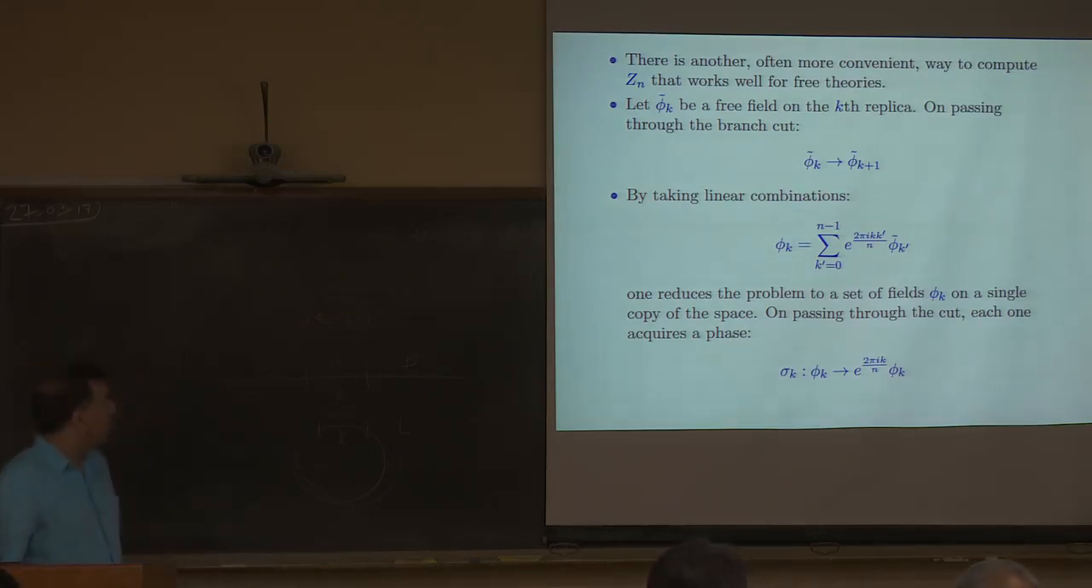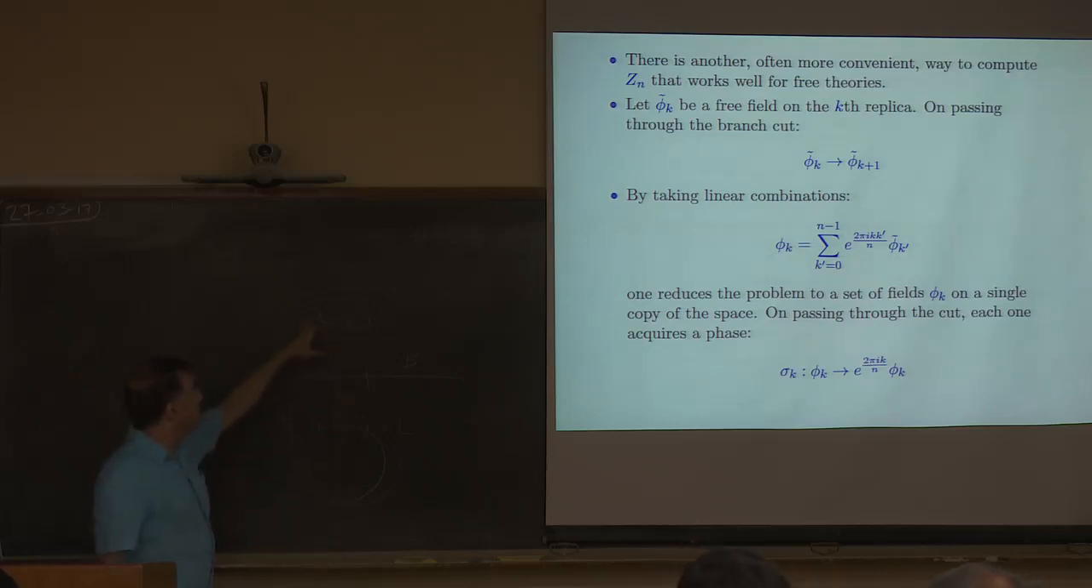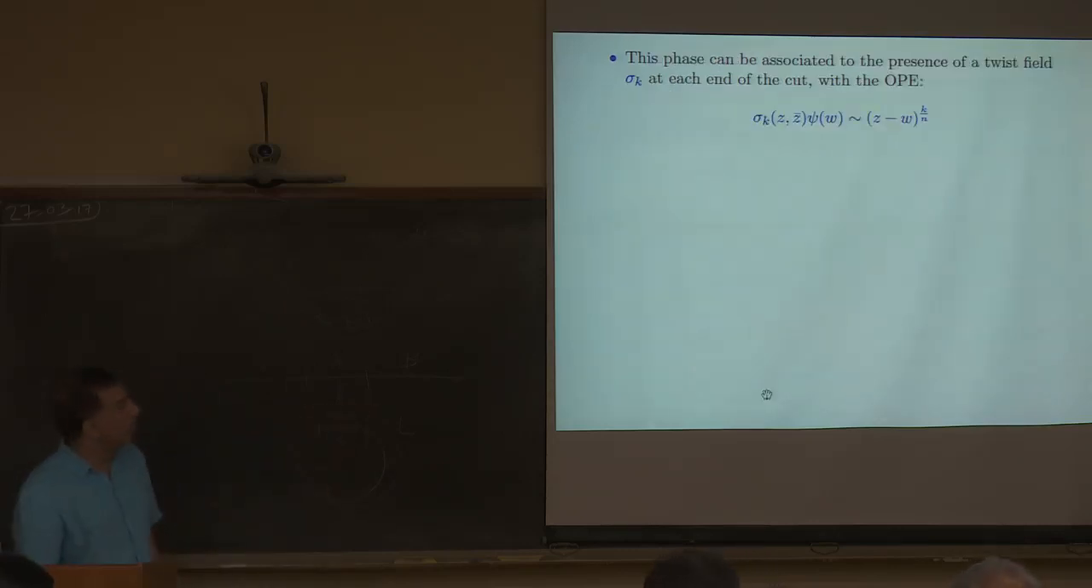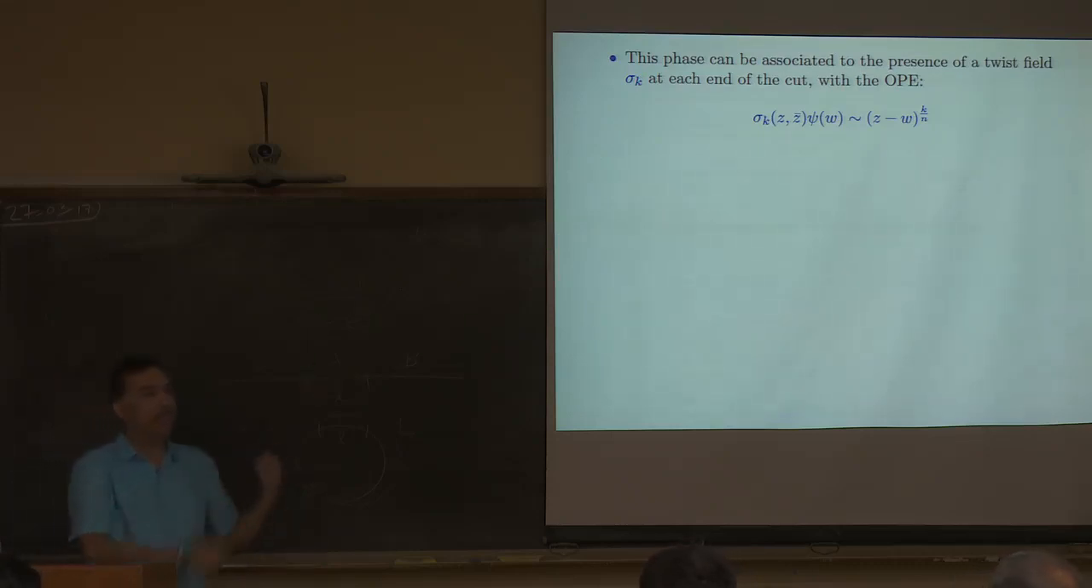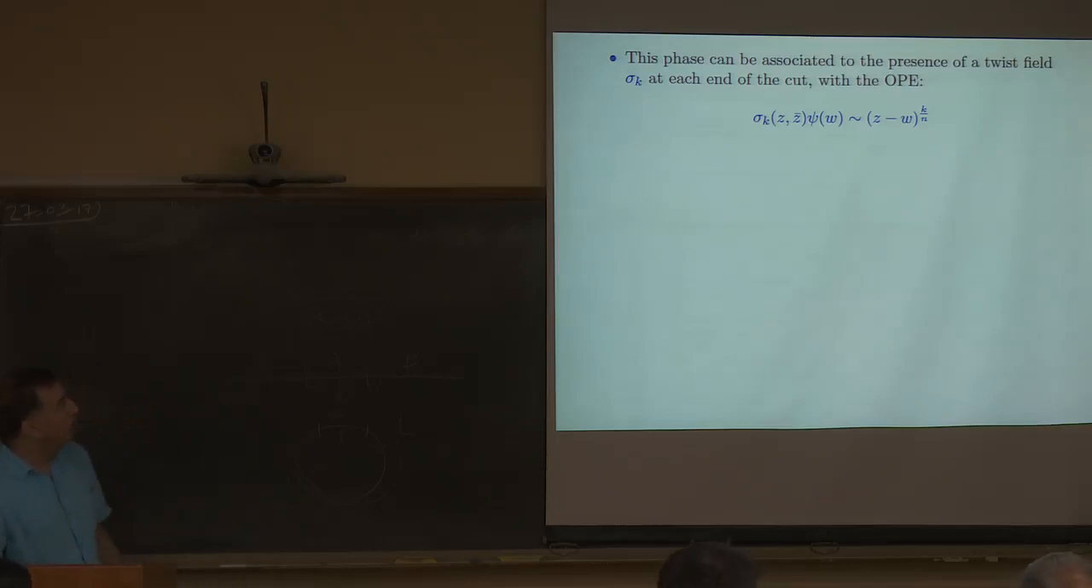And then the idea is very simple. Let's insert a field here and here at those points, which is non-local relative to the phi's, so that the OPE of those fields with the phi's induces this behavior, and then we calculate the correlation function of those fields. So that's the twist field idea. So this phase can be associated to the presence of a twist field, one at each end. So in fact, sigma and sigma dagger, which sort of cancel each other's monodromy out. And so if you go between them, then this OPE takes care of the non-locality that you want.